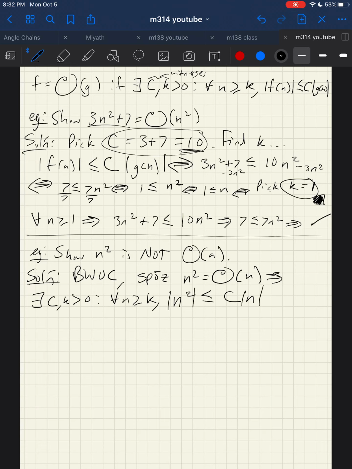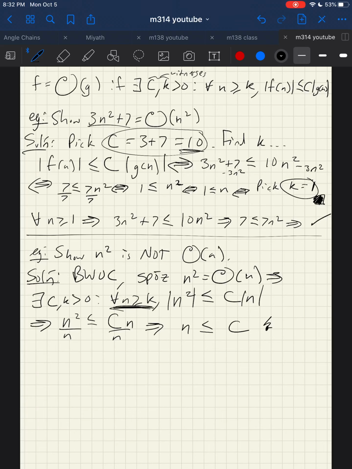I guess I should put in these absolute values. Now, because these are positive, this tells me that I can get rid of the absolute values. So this is just saying n squared is less than or equal to c times n. Let's divide both sides by n. And I get that n is less than or equal to c.